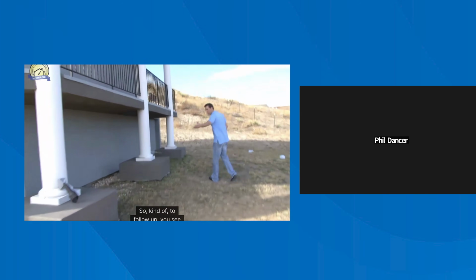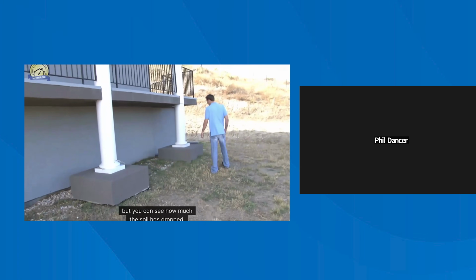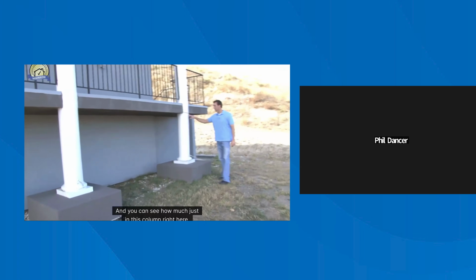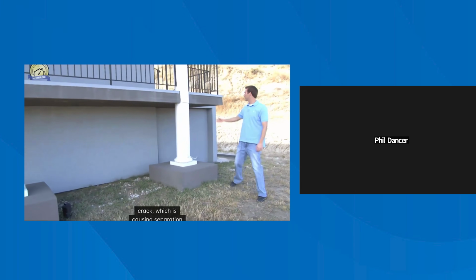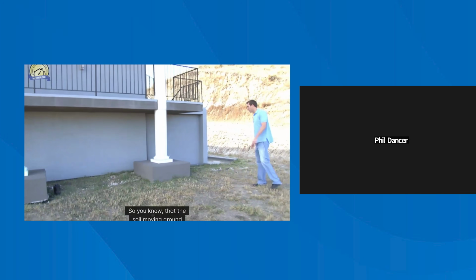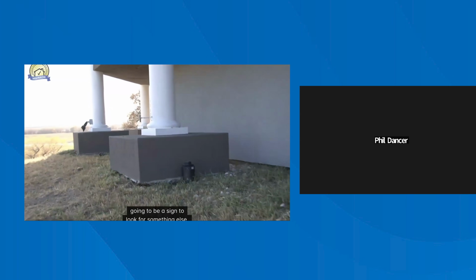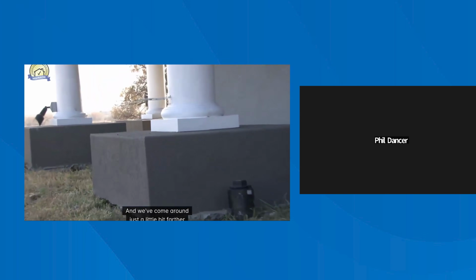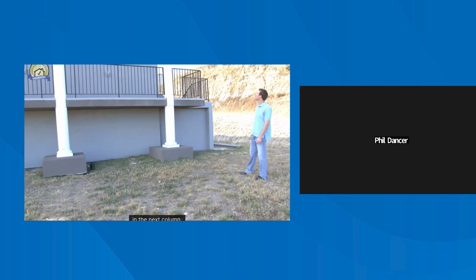So to follow up, you see where the soil's settled away. These are actually set on caissons, but you can see how much the soil has dropped, and how much just in this column right here has settled away, and you've got a pretty good sized separation crack, which is causing separation in the overall porch that's hanging on there. So the soil moving around right around the base of these pillars is obviously going to be a sign to look for, and then we come around just a little bit farther around the back and see some serious separation in the next column.